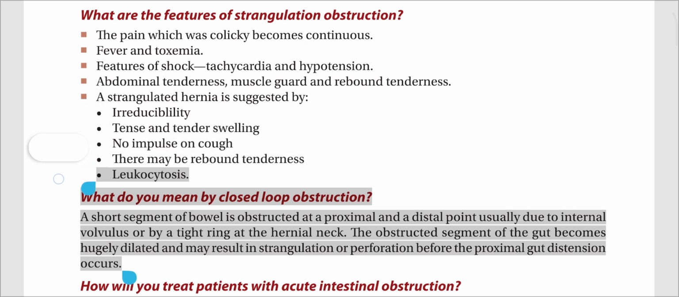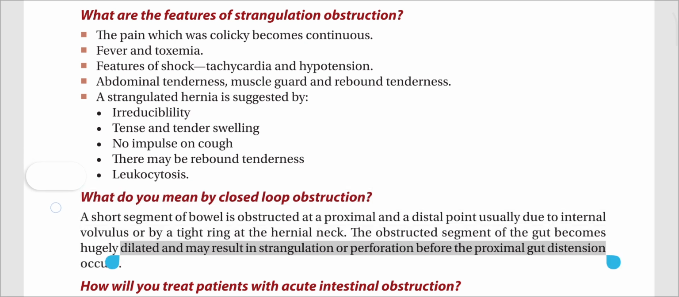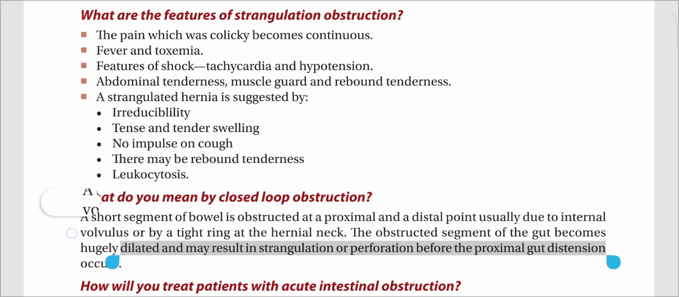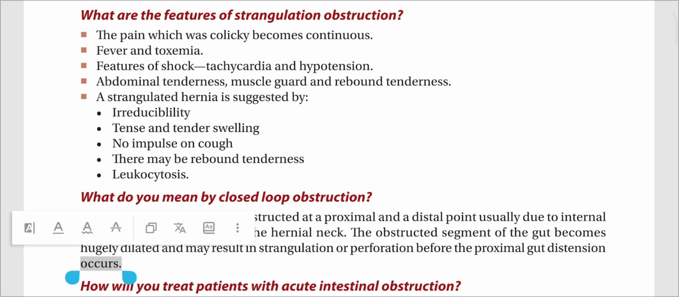What do you mean by closed loop obstruction? A short segment of bowel is obstructed at a proximal and a distal point, usually due to internal volvulus or by a tight ring at the hernial neck. The obstructed segment of the gut becomes hugely dilated and may result in strangulation or perforation before the proximal gut distension occurs.